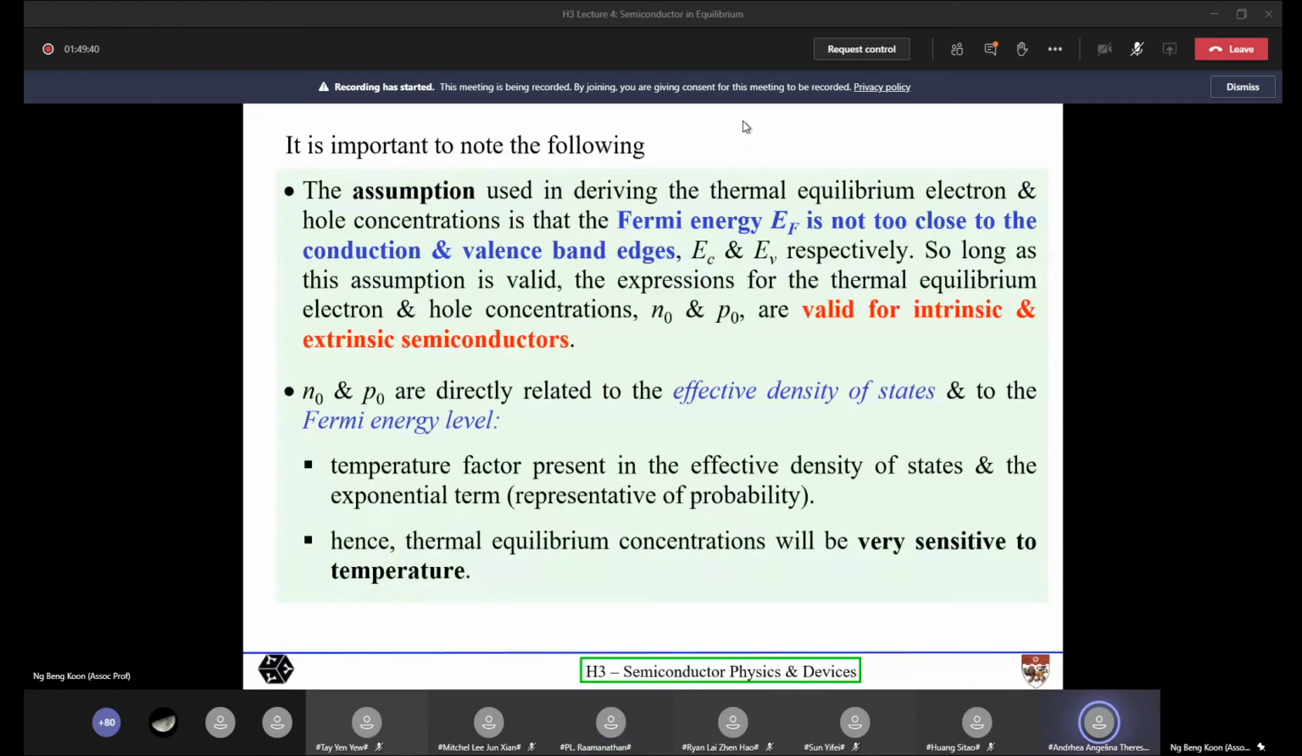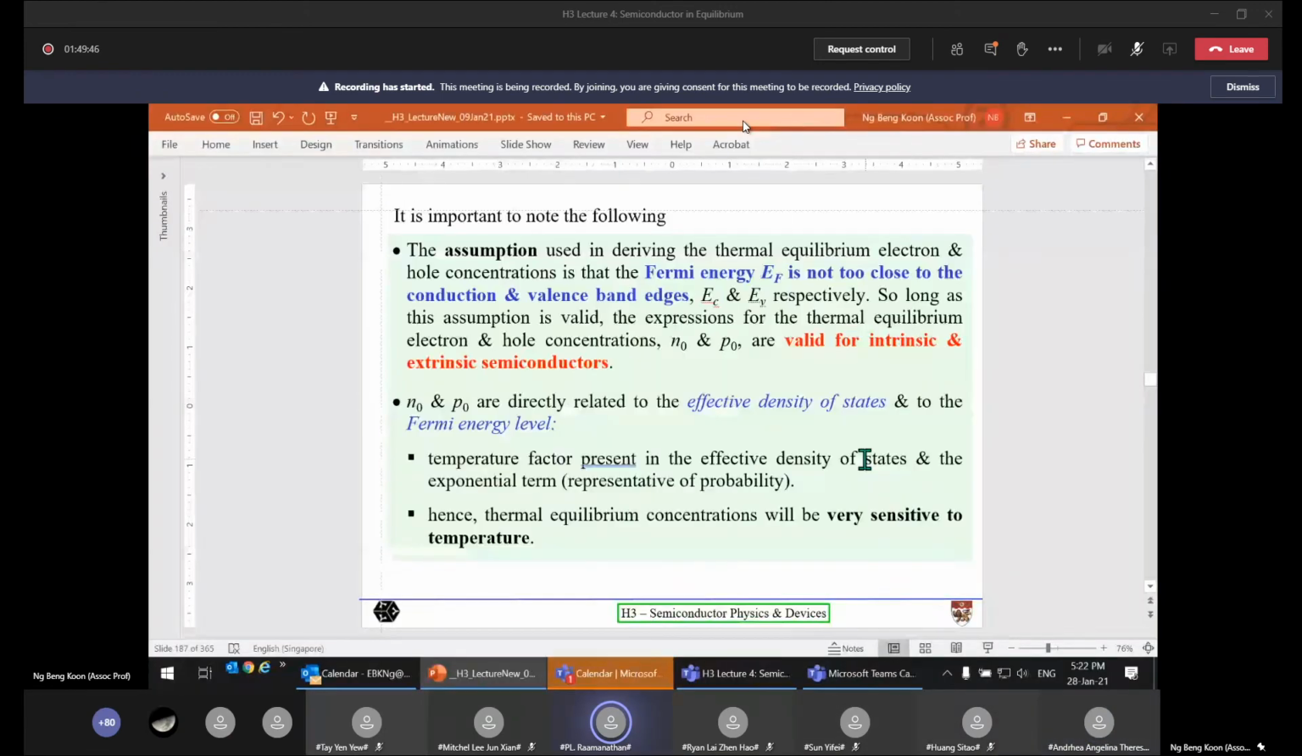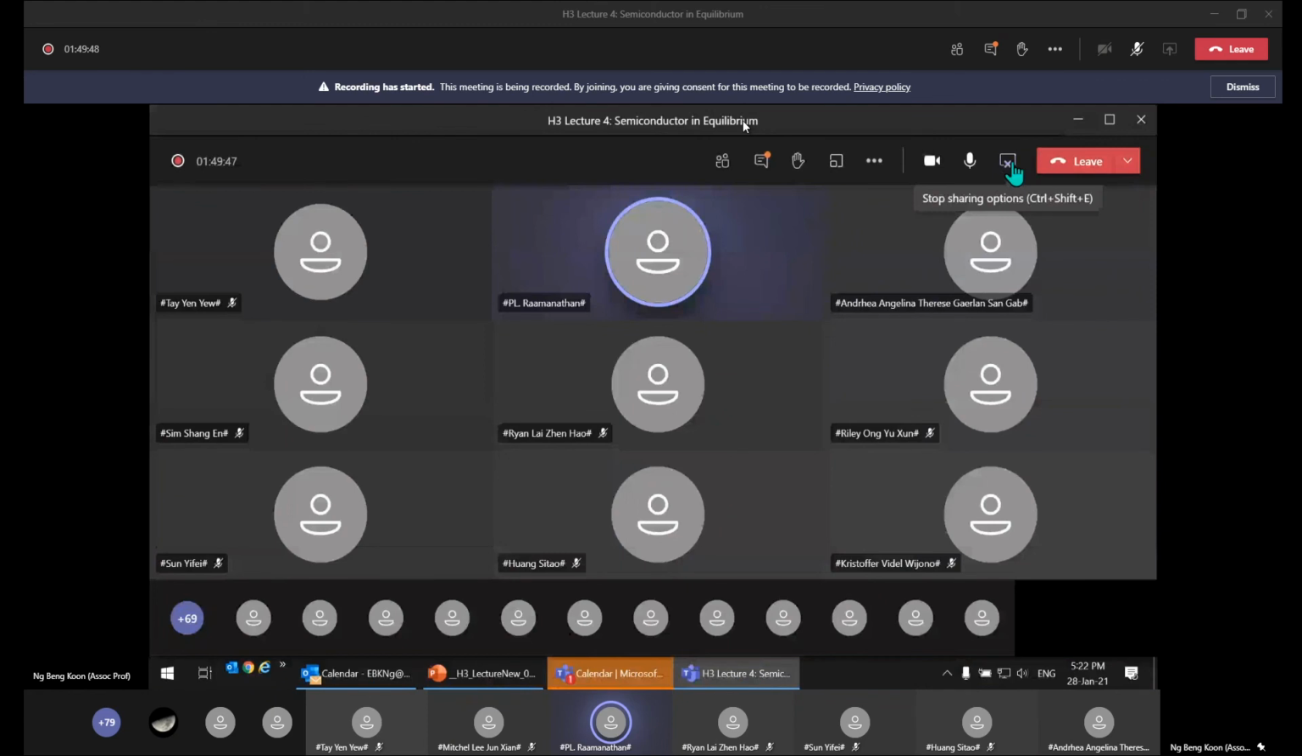Hi, Prof. Yep. So how do you define defect states? Okay, defect states will be essentially the states that are introduced into the semiconductor due to imperfection in the crystal. So this is an error in making the semiconductor, is it?